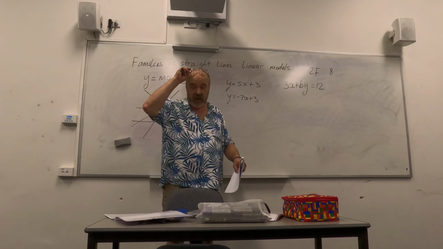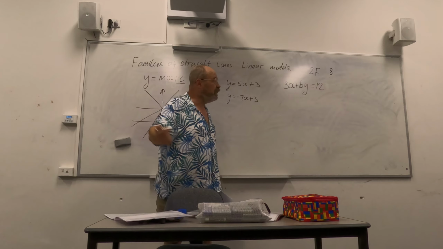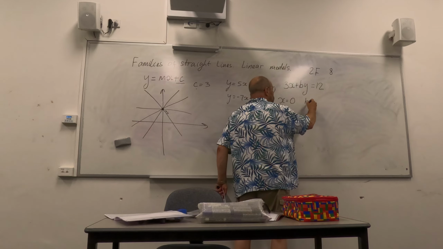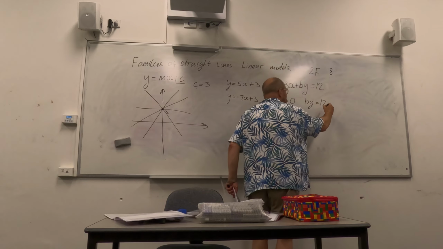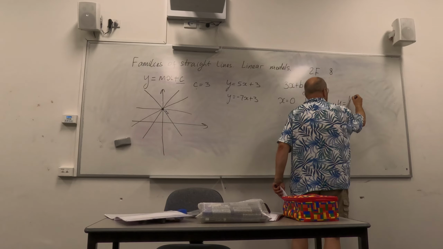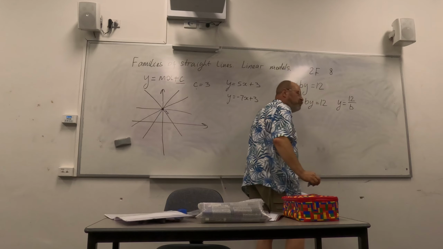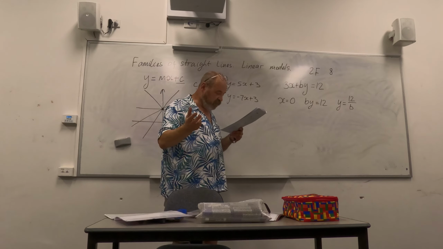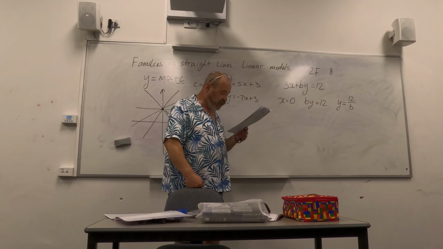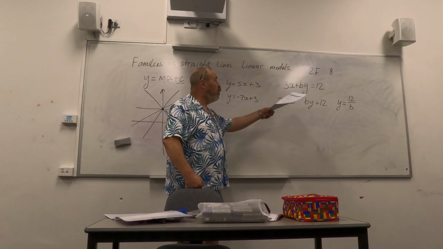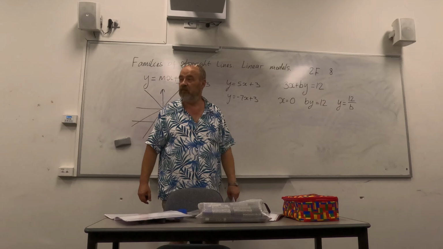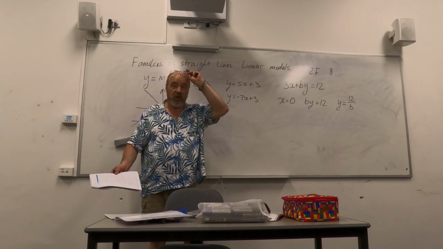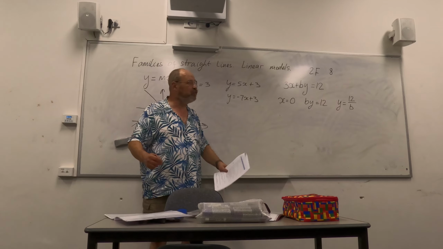How do we find the y-intercept? We take x equals 0. So we get by equals 12, y equals 12 on b. We found the y-axis intercept in terms of b. Now find the gradient. How do we find the gradient? What we need to do to find the gradient of this line is rearrange it to make it in the form y equals mx plus c.